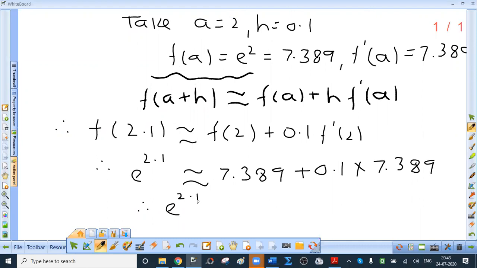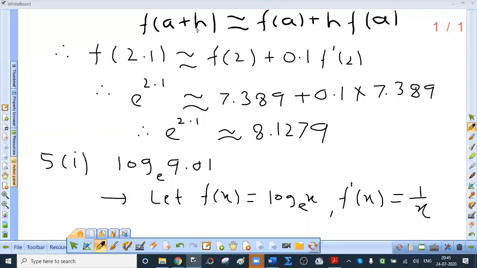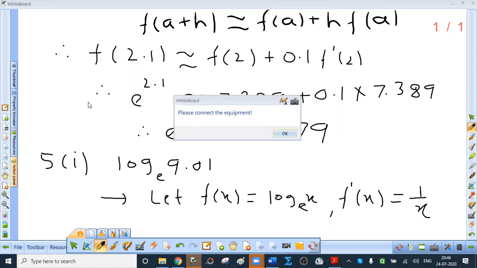Now you will tell me the value. See, calculation is important. Okay, so what is finally e raised to 2.1? It is approximately 8.1279.